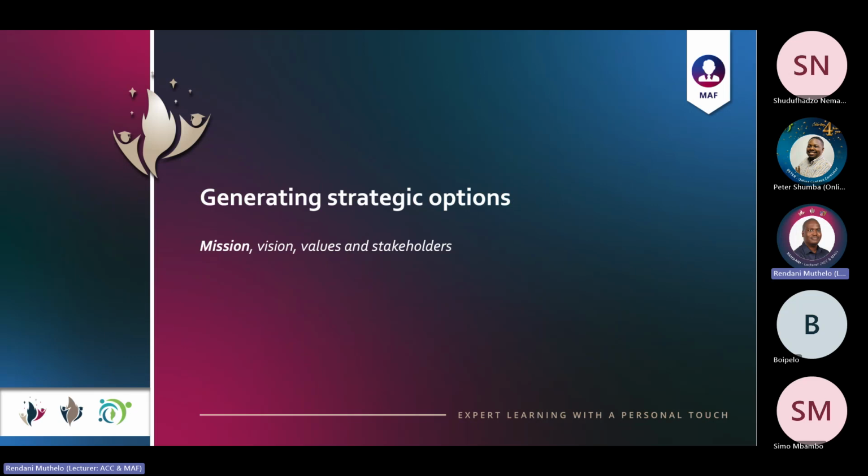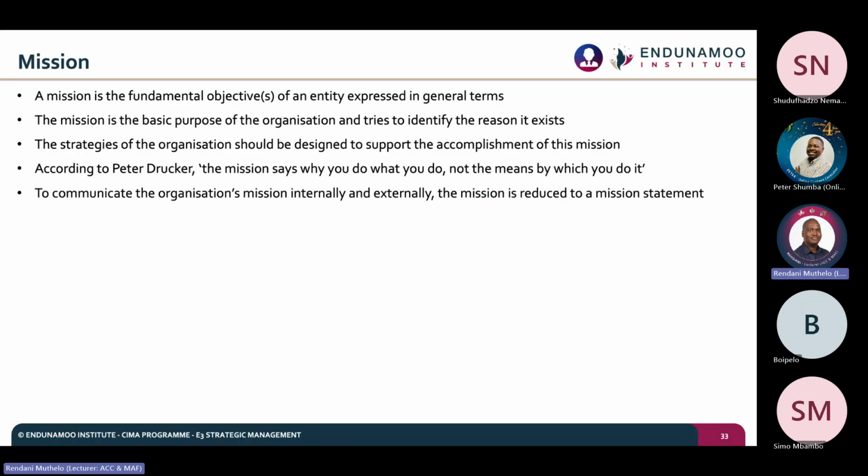We are starting off with the mission. So what is a mission? CIMA defines a mission as a fundamental objective of an entity expressed in general terms. And that's what we've been seeing for the three companies we've seen. It is the fundamental objective. What do I do?